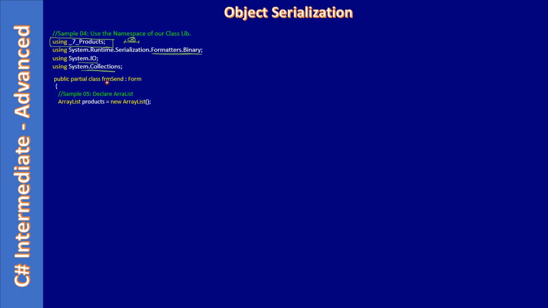Here in our class, the class is Form Send. And in that class, if you see here, we have an ArrayList. So we declared an ArrayList, and the ArrayList name is products.